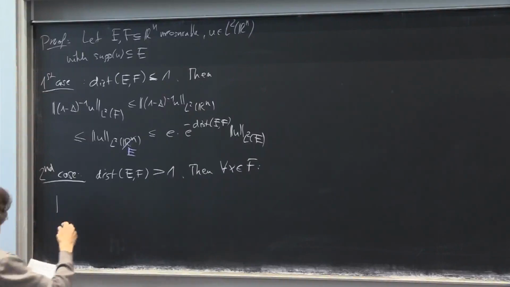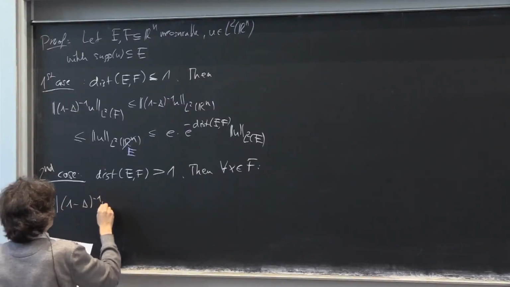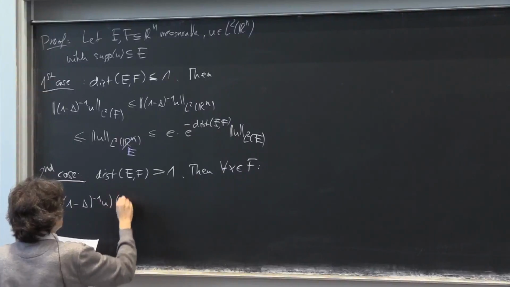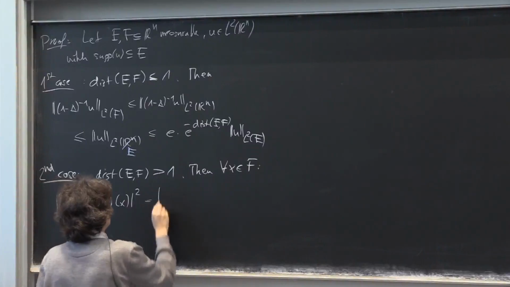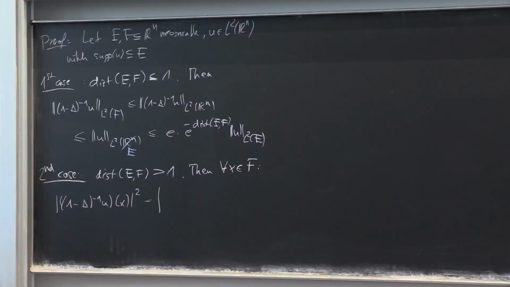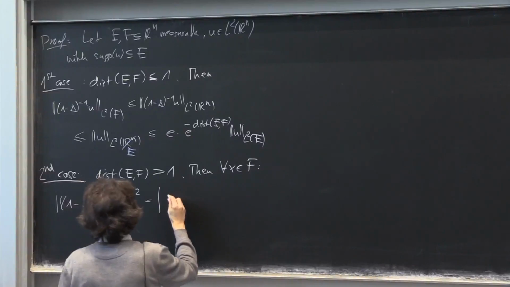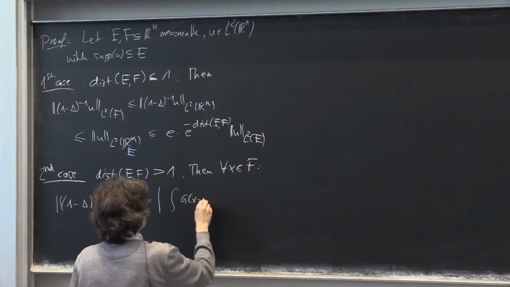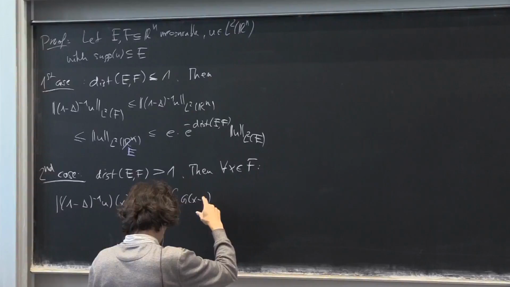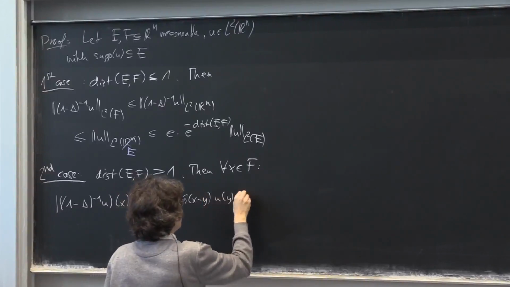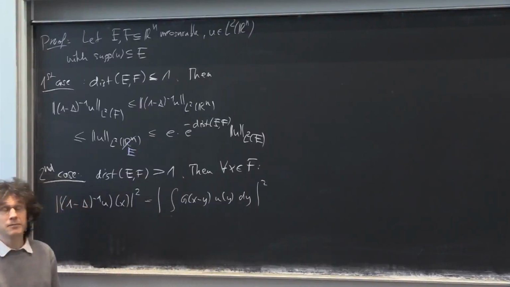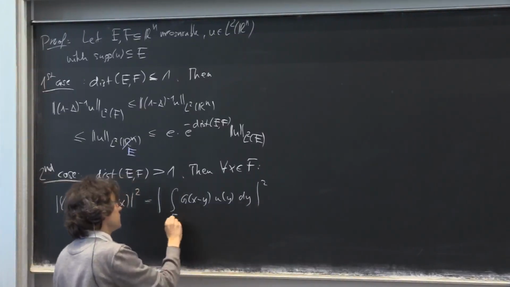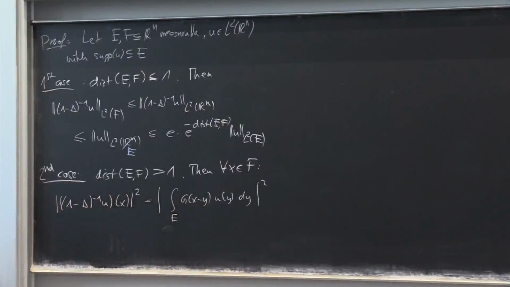So let's look at the modulus of this function squared. Then we know how to calculate the resolvent. The resolvent is just convoluting with the Bessel kernel. So this is the Bessel kernel at x minus y, u of y dy, modulus squared, and we should integrate over Rn, but as already pointed out, u is only supported in E, so we can do an integral over E here.